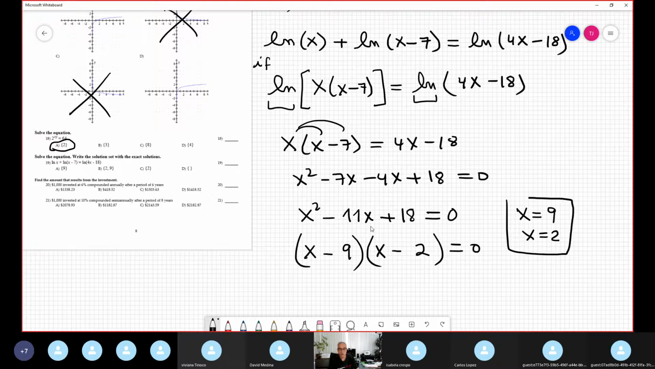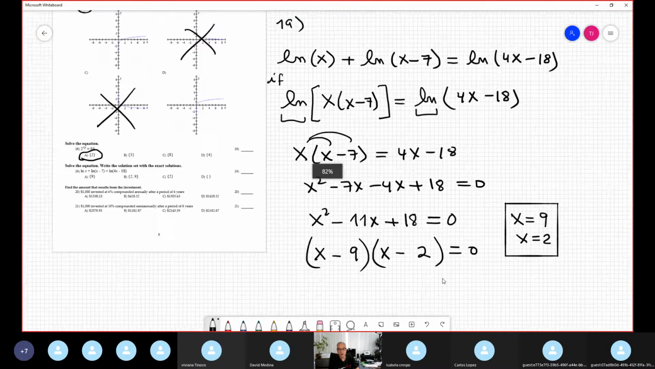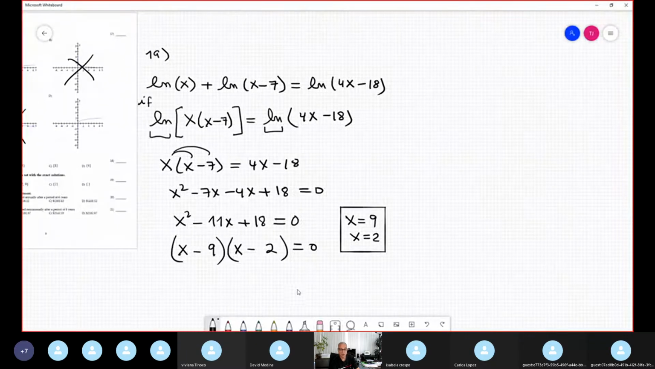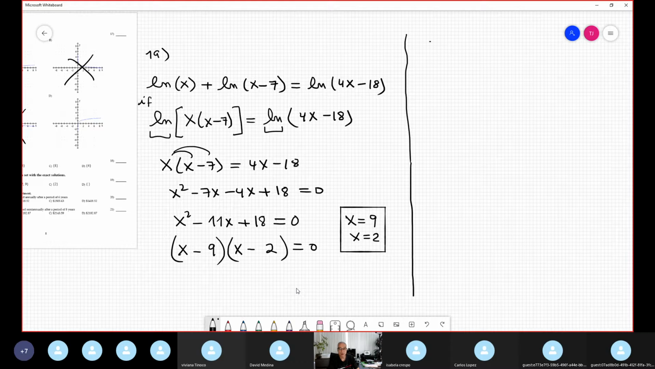And mandatory, you need to verify these solutions in the original equation to verify whether both are good, or one is good and the other not good. The checking is an important part. If you forget, you have no full credit in this question. Suppose checking for 9.